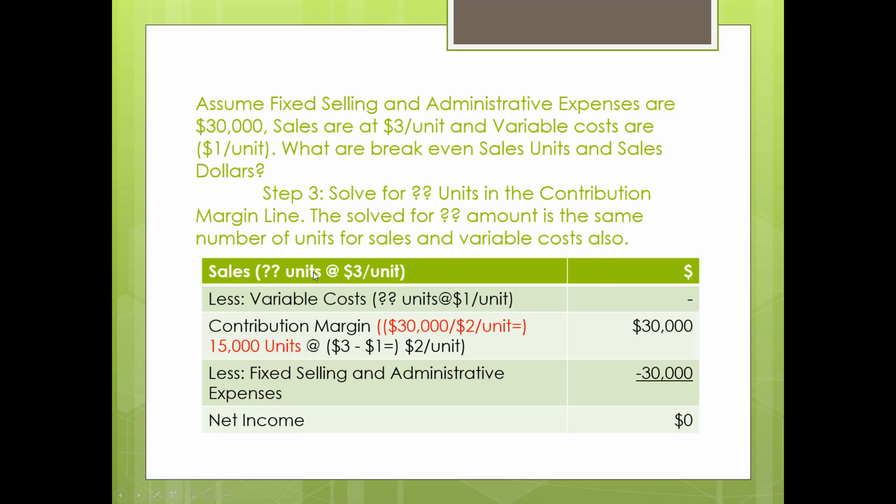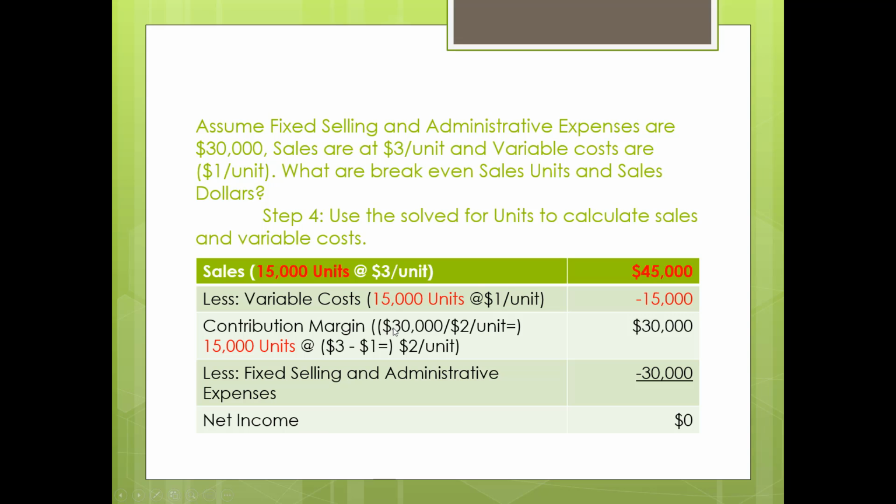I may want to know break-even sales in dollars though. And when that's the case, I have to multiply the 15,000 units by the $3 per unit to get a total break-even sales dollars of $45,000. And this is how my income statement looks. I take my 15,000 that I found down here and plug it in and multiply it across. So I have $45,000 in sales, $15,000 in variable costs, $30,000 in contribution margin, which minus my fixed cost of $30,000 is zero.